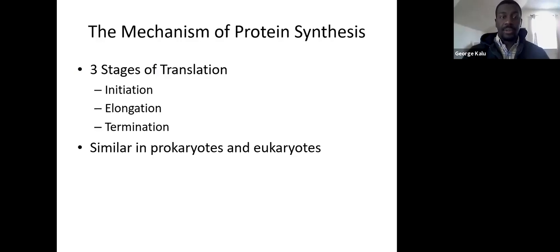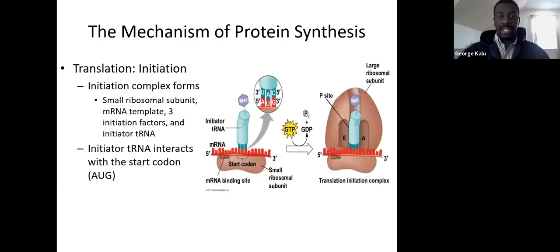So the first process is initiation. To start our translation process, we begin by forming an initiation complex. The initiation complex is going to be formed by the small ribosomal subunit. We're going to have the mRNA template. We're going to have 3 initiation factors, which are just enzymes involved with this process. You don't need to worry about what those are.